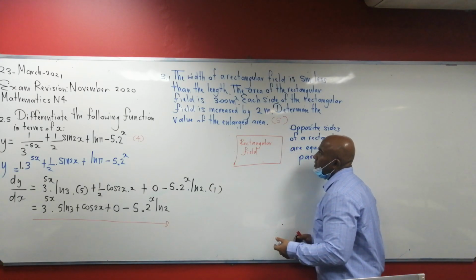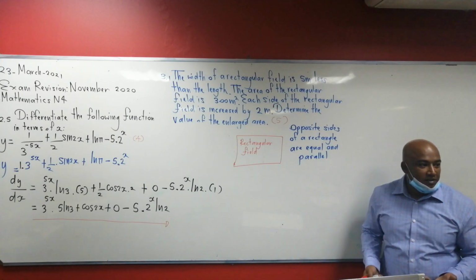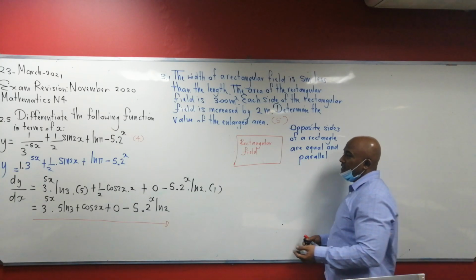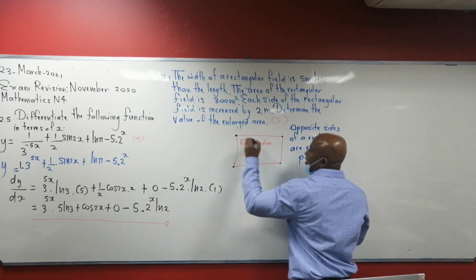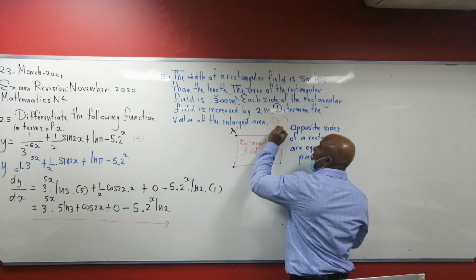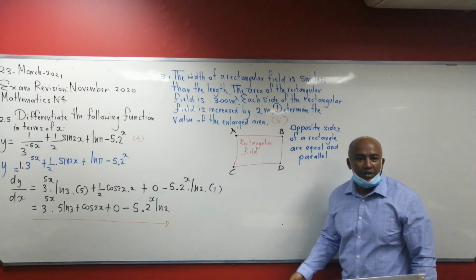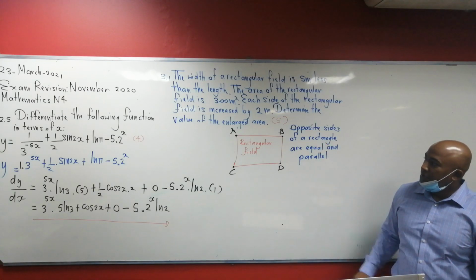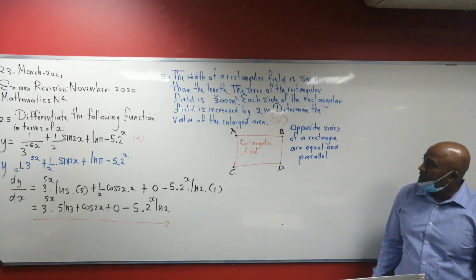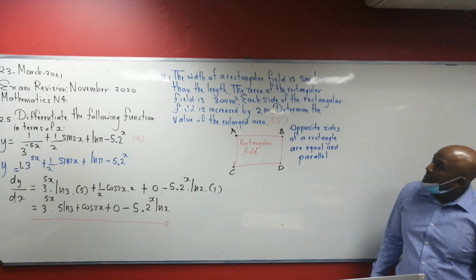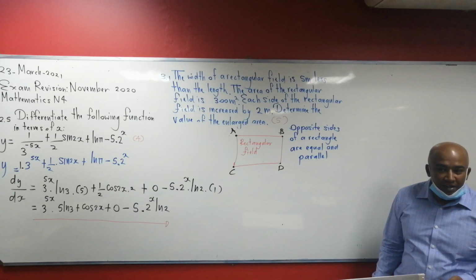Right, so now the sides are not labeled. Let's label the sides. Let's call these endpoints A, B, C, D. It's up to you how you want to label it. I can call it P, Q, R or L, M, N, O. It's up to you. The width of a rectangular field is 5 meters less than the length.